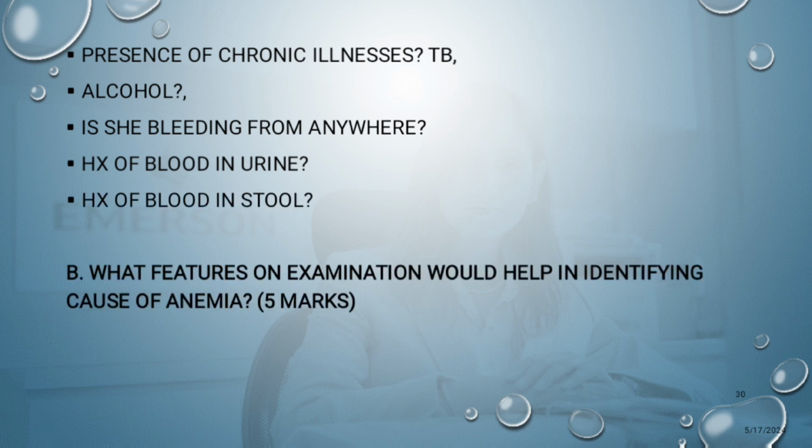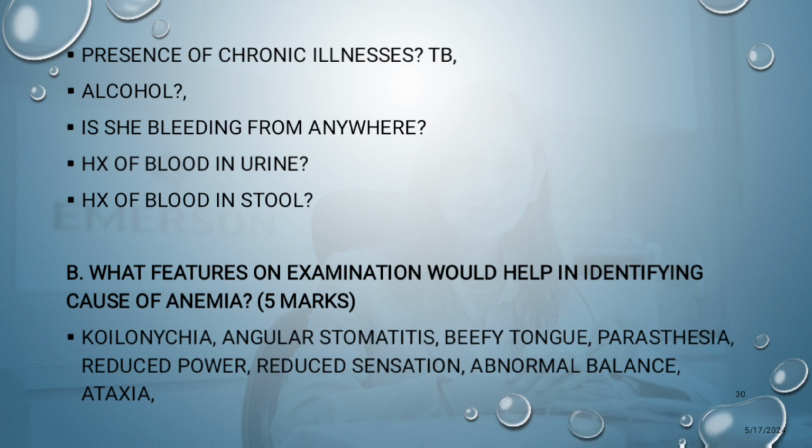Okay, then what features on examination would help in identifying the anemia? Okay, so for the features, you can check for any koilonychia, angular stomatitis, beefy tongue, paresthesia, reduced power, reduced sensation, abnormal balance, and ataxia. So these are some of the things you can ask. Then we can go to the next station.